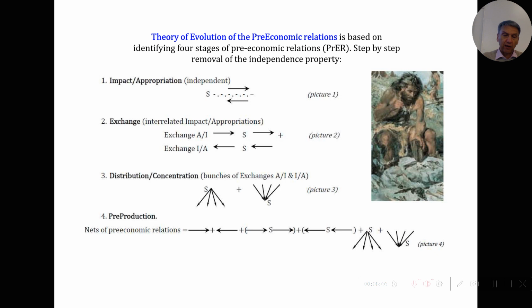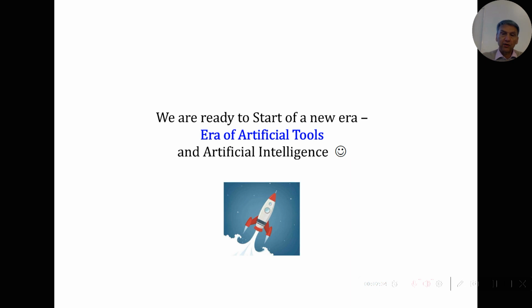The theory of evolution of the pre-economic relations is based on identifying four stages of pre-economic relations, a step-by-step removal of the independence property. First, independent impact and appropriation. Second, interrelated impact and appropriation, exchange. Third, bunches of exchanges, distribution, concentration. And fourth, pre-production. It means nets of pre-economic relations. It's a sum of all the above-mentioned types. So we're ready to start a new era of artificial tools and artificial intelligence.